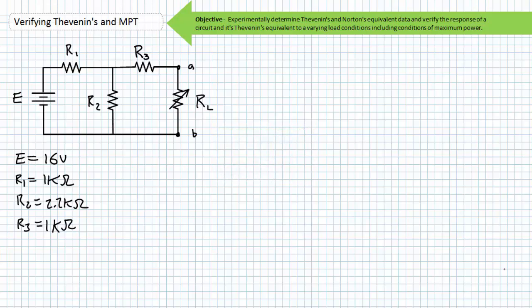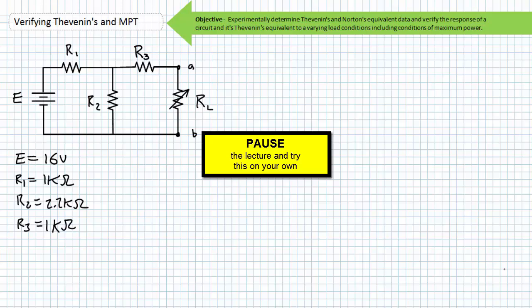Our first task is to simplify this complicated two-terminal linear network supplying a variable load resistor into its Thevenin equivalent. This circuit is composed of a 16-volt source. Both R1 and R3 are 1 kΩ resistors, and R2 is a 2.2 kΩ resistor. By all means, pause the lecture and use Thevenin's theorem to simplify this complicated two-terminal linear network into a single Thevenin equivalent voltage source in series with a single Thevenin equivalent resistance.